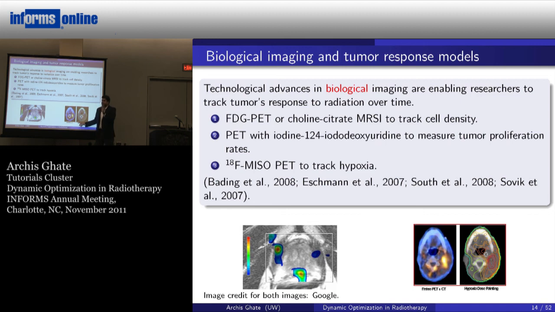So I'm not an imaging expert, but there are images out there which will show you where there are higher levels of hypoxia versus lower levels of hypoxia, or different proliferation rates or metabolic activity and so on, using different kinds of tracers. And I think you also had a similar picture in your talk yesterday for hypoxia. Yeah, so this is dynamic, but this is just one picture, so one shot. Okay.